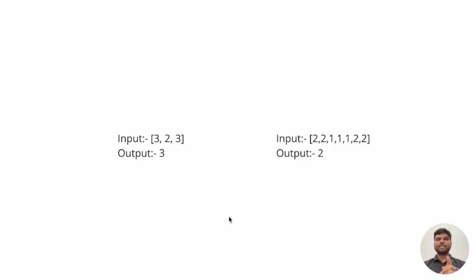So let's see some of the sample inputs and outputs for this problem. We are given the first input as the array 3, 2, 3. The length of the array is 3, right? So divide 3 by 2, we get 1.5. We need to take the floor of that division, which is 1, right? So we need to find an element which appears more than 1 time. Okay, so 3 appears 2 times, 2 appears only 1 time. So our output is 3, correct?